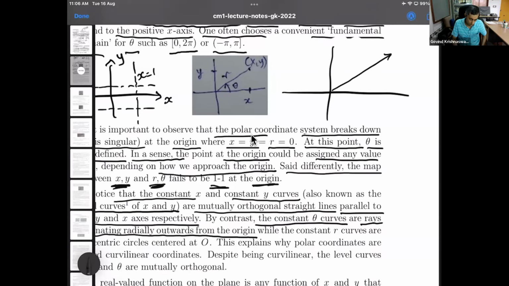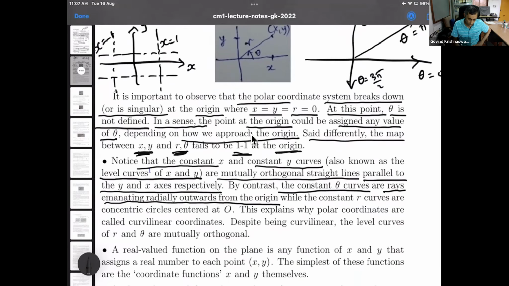So on this ray, theta was some pi upon 4, you might say. And along this ray, theta was pi upon 2, and so on. Theta equal to 3 pi upon 2. And here theta is 0. So you got lots of these rays. So these are the theta level curves.